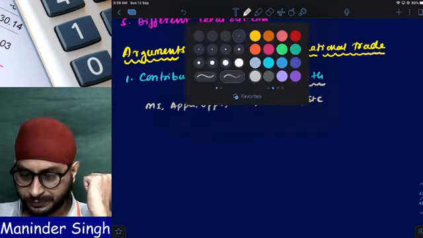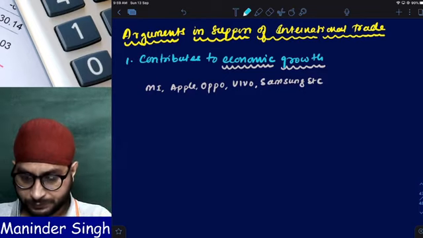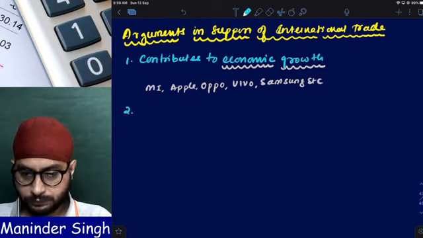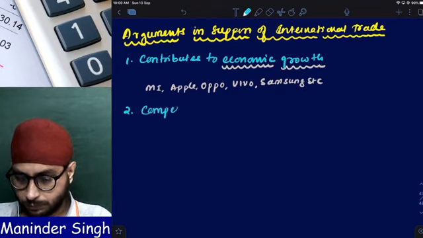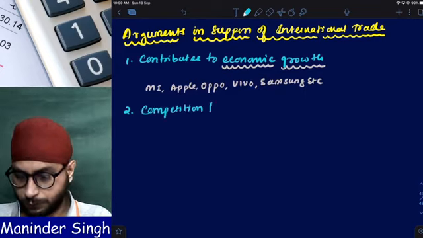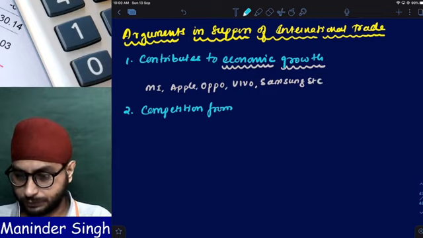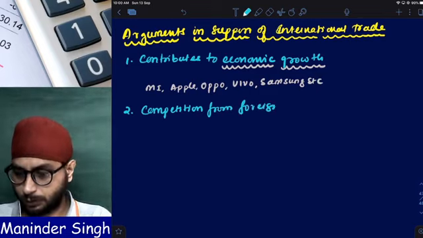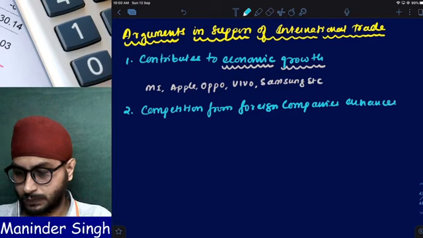Number two, competition from foreign companies. Competition from foreign companies enhances quality.